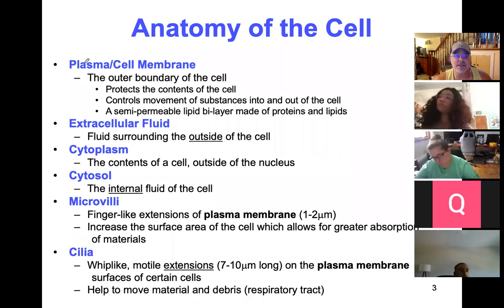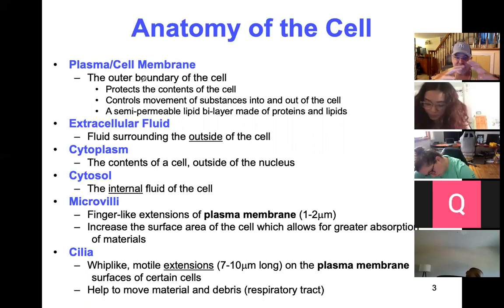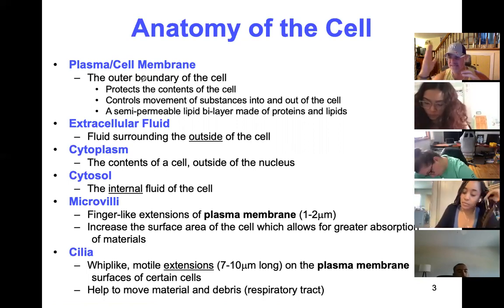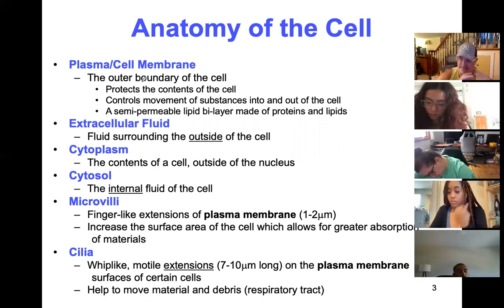So here is the plasma membrane or the cell membrane. And we said that it is that outer boundary of the cell. It's really designed to protect the contents within the cell. It keeps what's outside out and keeps what's inside in. And it is a phospholipid bilayer.